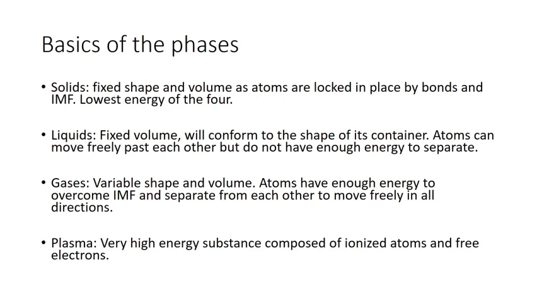So solids have a fixed shape and volume, where atoms are locked in place by bonds and intermolecular forces. It is the lowest energy of the four. Liquids have a fixed volume and will conform to the shape of their container. Atoms can freely move past each other, but don't have enough energy to separate. Gases have a variable shape and volume. Atoms have enough energy to overcome intermolecular forces and separate from each other, then move freely in all directions. And plasma, a high energy substance composed of ionized atoms and free electrons. So those are the four phases, and hopefully you're familiar with all of those.